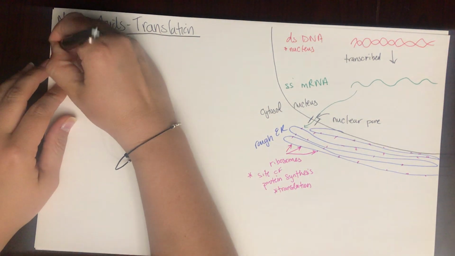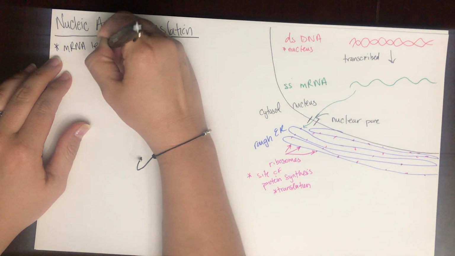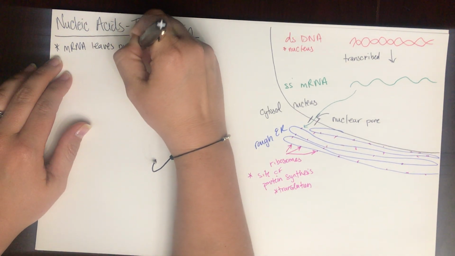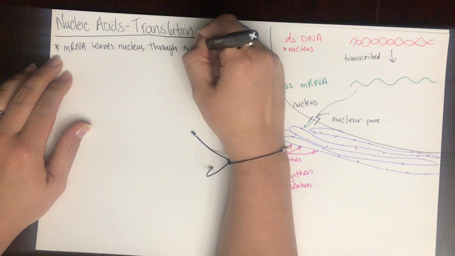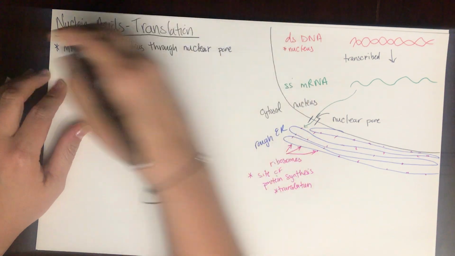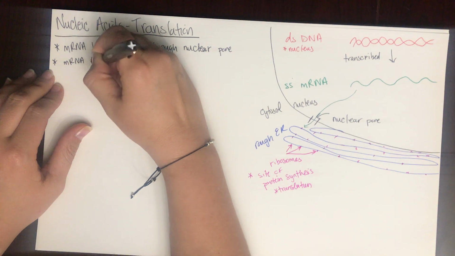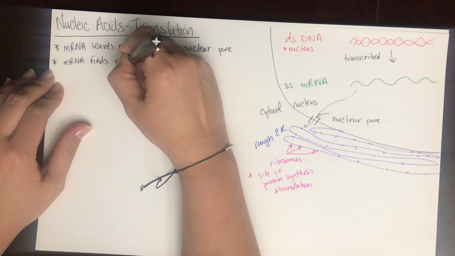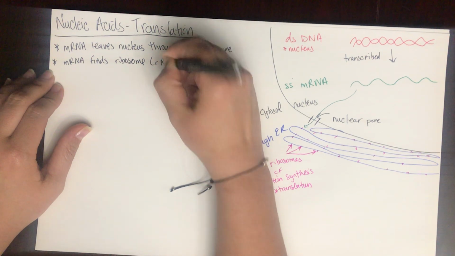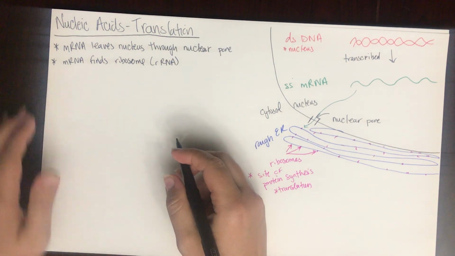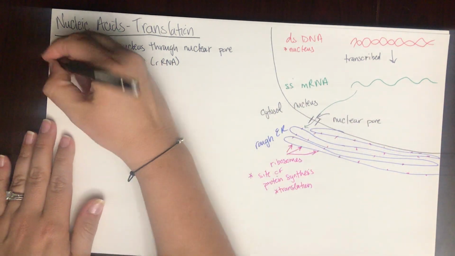So I'll write that. Messenger RNA leaves nucleus through nuclear pore. Messenger RNA finds ribosome. Remember, ribosomes are made up of rRNA, ribosomal RNA. The messenger RNA finds a ribosome.